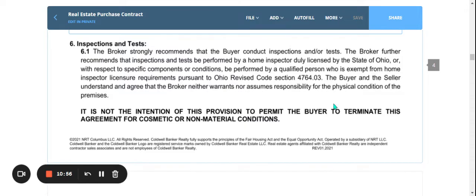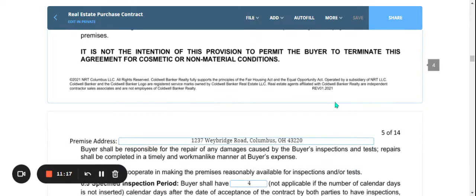So, inspections and tests. As a buyer, you have a legal right, and the board of realtors should strongly suggest that you get inspections on your house. But sometimes, in order to be super competitive in this market, we have to do crazy things, and sometimes that means we have to get a house without any inspections, as is.